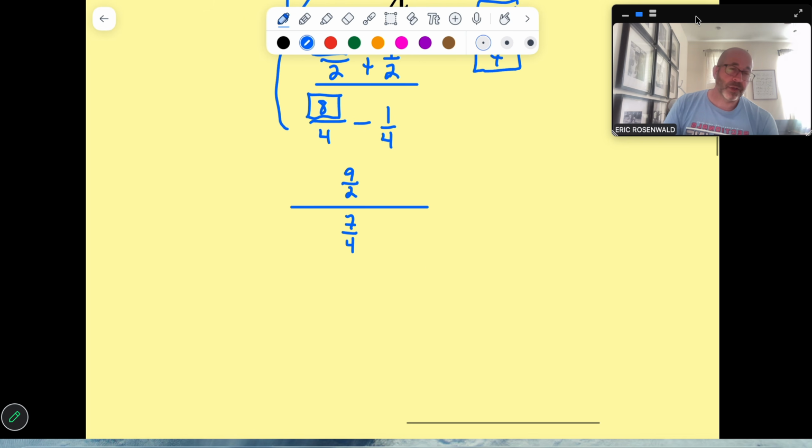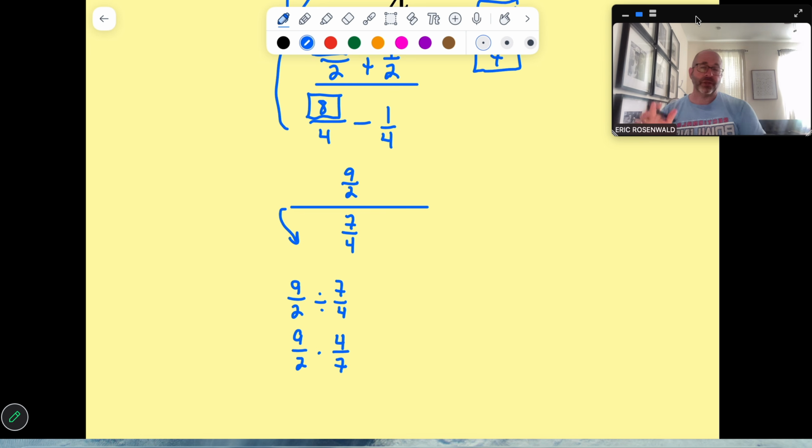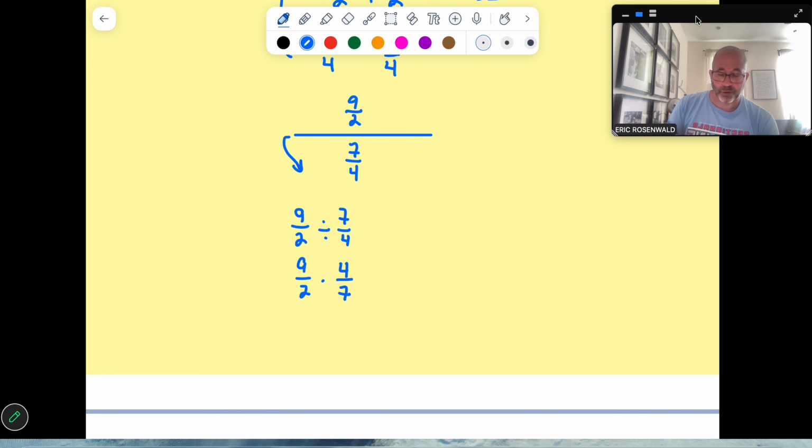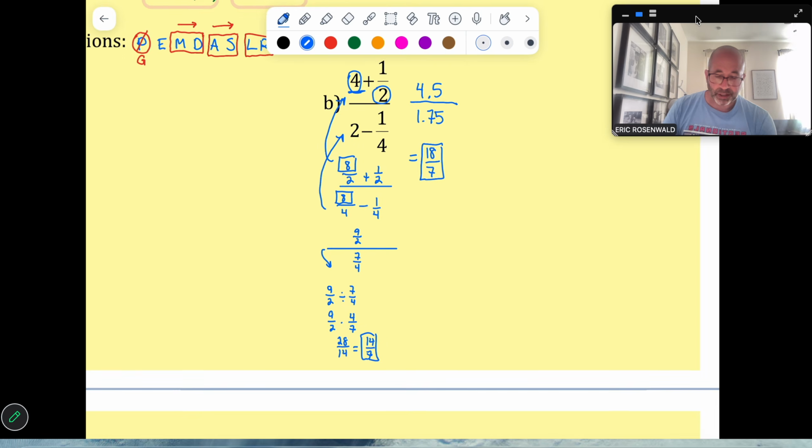Okay. And now we do a process called keep, change, flip. So we keep the 9 over 2. This division right here is going to be written as division, so it's going to be 7 over 4 after that. So 9 halves divided by 7 over 4. And then we do keep, change, flip. We change the fraction afterwards. We go ahead and flip it, and we're going to get 9 over 2 times 4 over 7, which is 28 over 14, which if I reduce that down, divide everything by 2, we're going to get 14 over 7. So that's the simplified answer here.